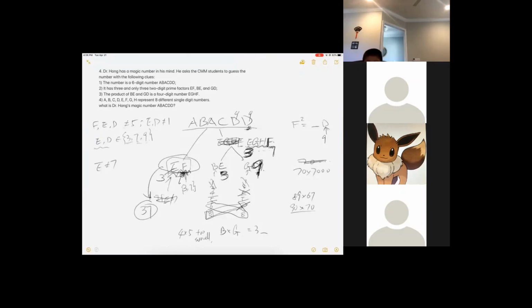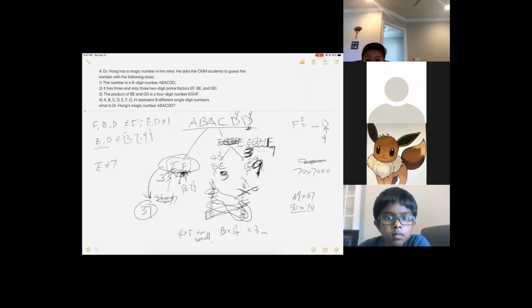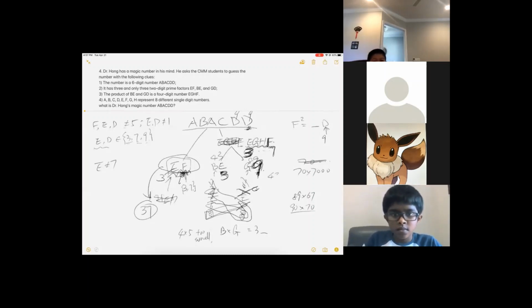Okay, so we were trying to figure out B and G. Leo, go ahead, continue. I saw if G was 4 and B was 8, 49 wouldn't be prime. So G cannot be 4, right? So B has to be 4 and G has to be 8. So BE is 43 and GD is 89. And then I multiplied 43 by 89. 43 times 89.